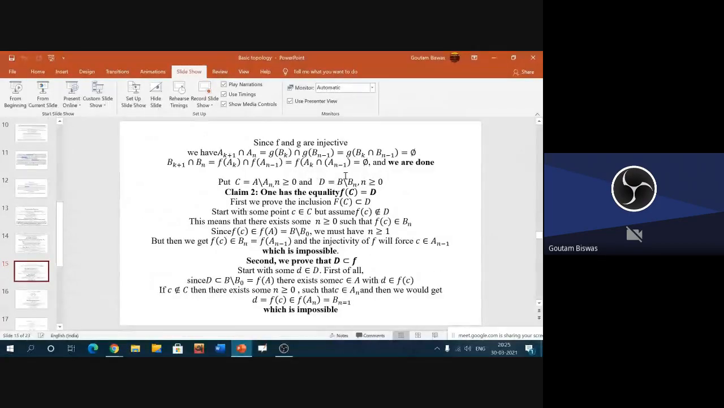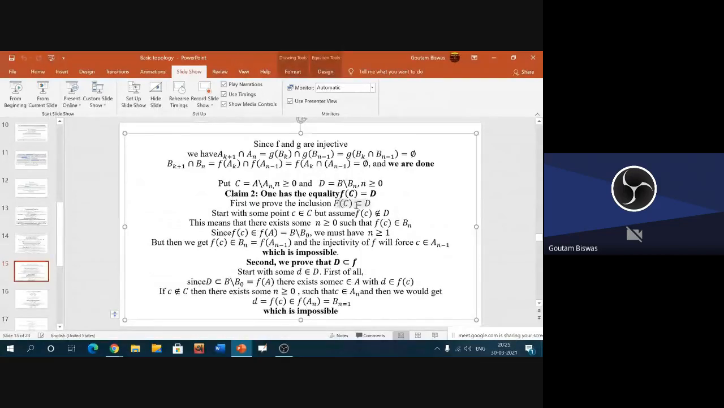Next, put C equal to this set for n greater than or equal to 0, and D equal to this set for n greater than or equal to 0. Now we have to prove that F of C is equal to D. First we prove the inclusion. F will be a small one. There is a mistake, it is written wrong. So let me correct it. F of C will be equal to D.